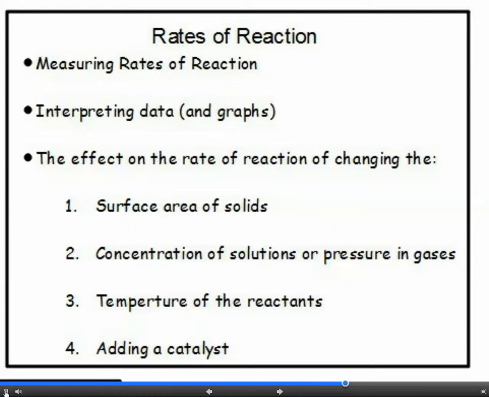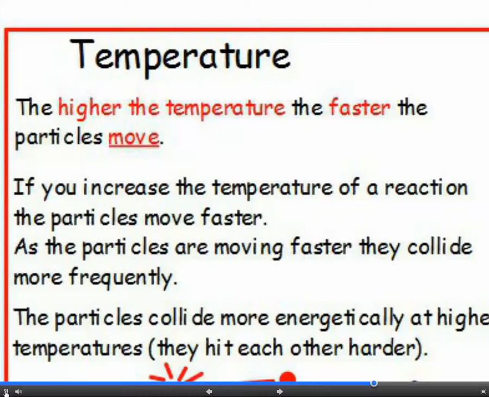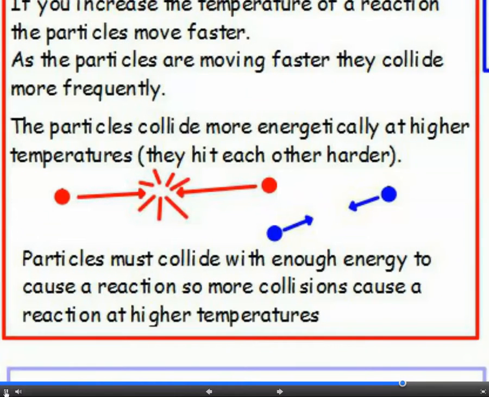Increasing the temperature of the chemicals also increases the rate of reaction. Heating particles makes them move faster. To be fair, if someone started heating you with a Bunsen burner, you would move faster too. But it makes the particles move faster, so they're going to collide with each other much more frequently. If they are moving faster when they collide, they hit each other with more energy. In other words, they hit each other harder. Particles need to hit each other hard enough to cause a reaction, and the faster they are moving, then the more of the collisions will cause that reaction.